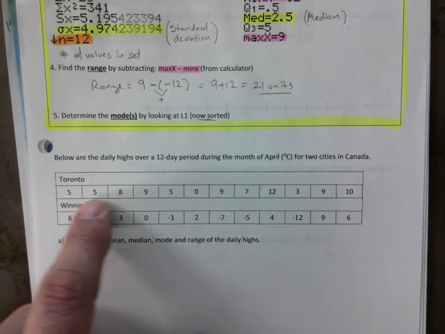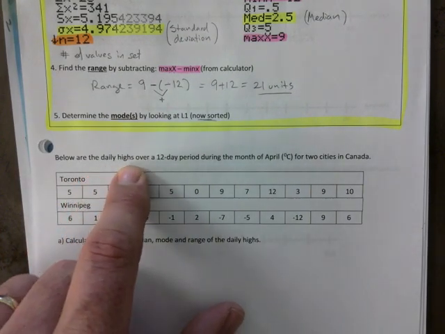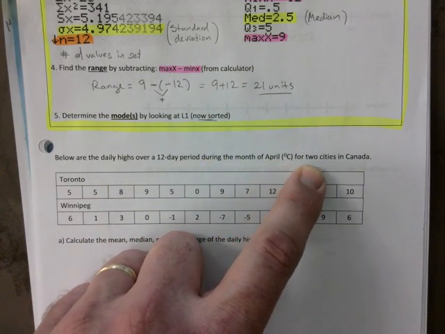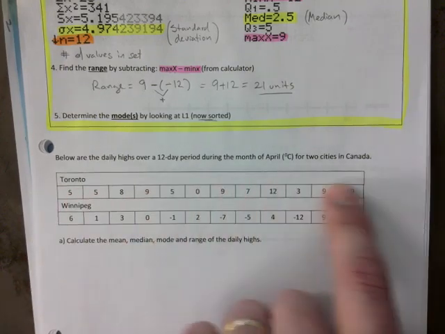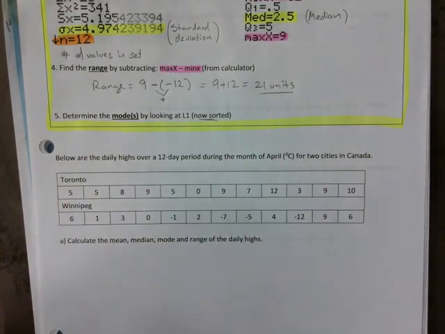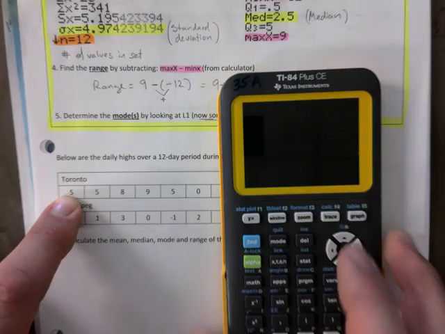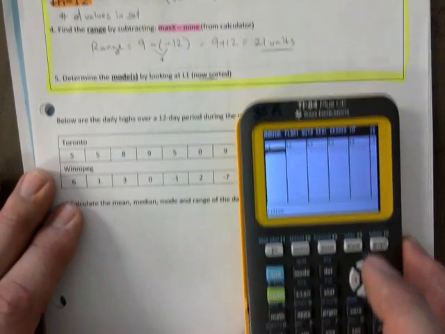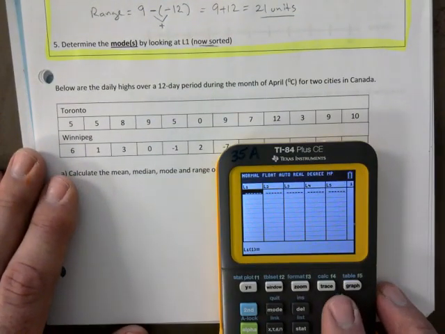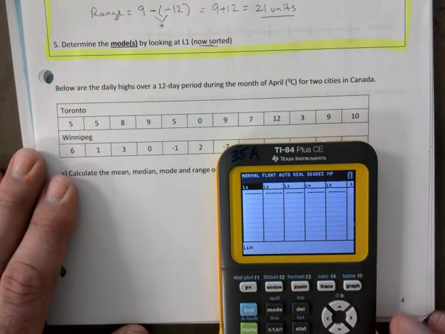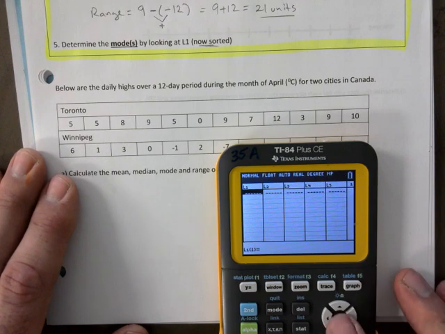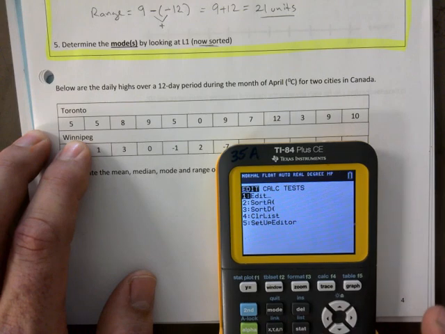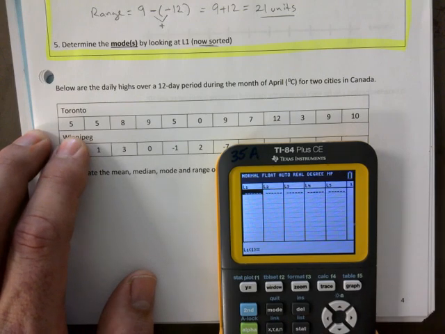Let's type in Toronto's, these are the daily highs over a 12-day period during the month of April in 2 cities in Canada. So there's Toronto, and there's Winnipeg. So let's type in Toronto into L1 for now. That's all we're gonna do. Clear whatever is in there right now. Remember how to do that? You got to go to the top, hit clear, enter, right? How do you get here again? Stat, edit. It's been a while, right?